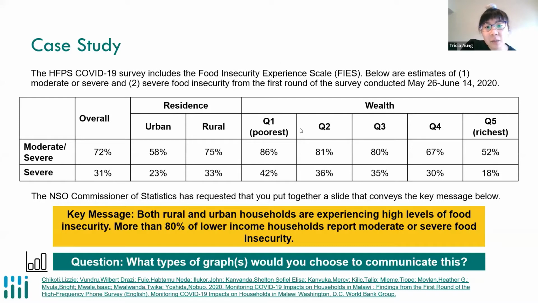Does anyone else have anything to add in terms of the type of way you would visualize this data based on the key message that's specified? Hello. In our group we thought that equiplots should be used since these are quintiles, different quintiles, and we can show the equiplot dot plots as one of the choice of graphs for this case study. Great. Thanks so much for sharing.